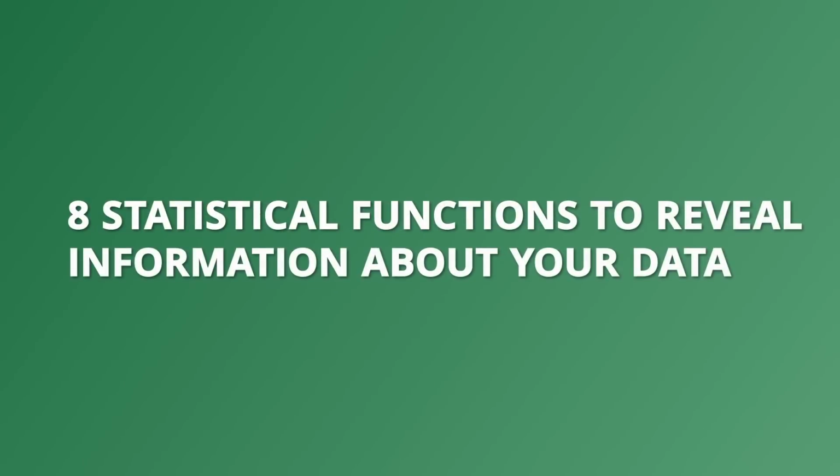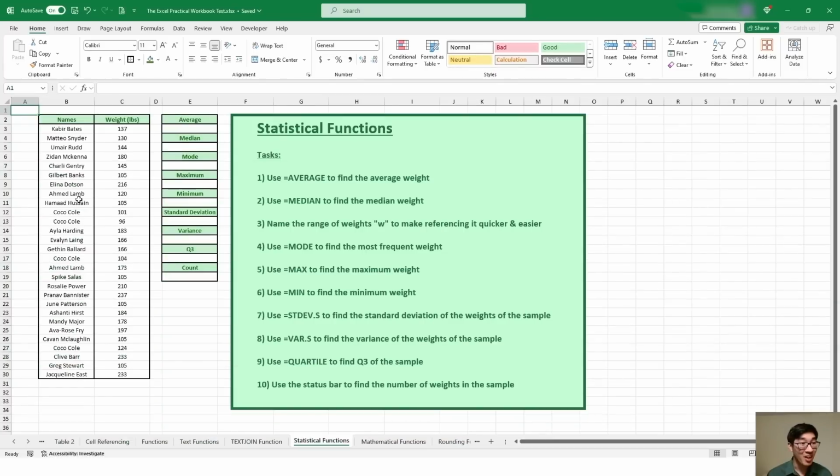In this video, I'm going to show you how to use 8 statistical functions to analyze your data fast. So first, let's take a look at our table. We have a list of names, and then we have a list of their corresponding weights. Now, let's say that we're in charge of identifying these statistical metrics for this range of weights. To do this, we can simply use a function for every single one of these metrics.